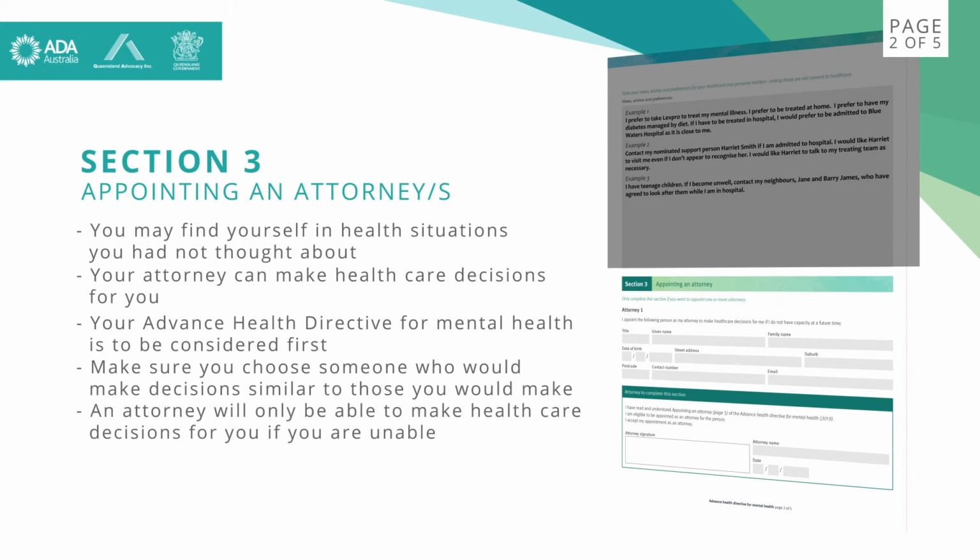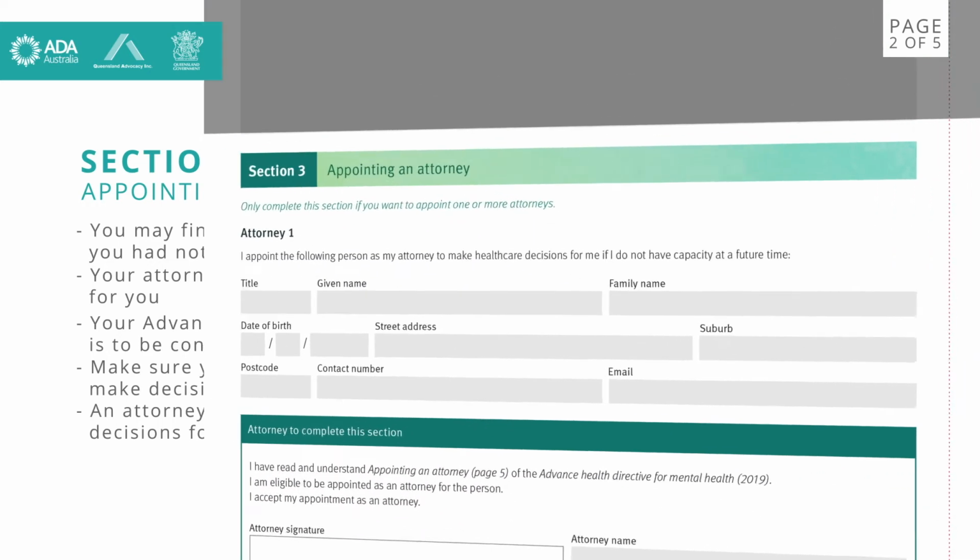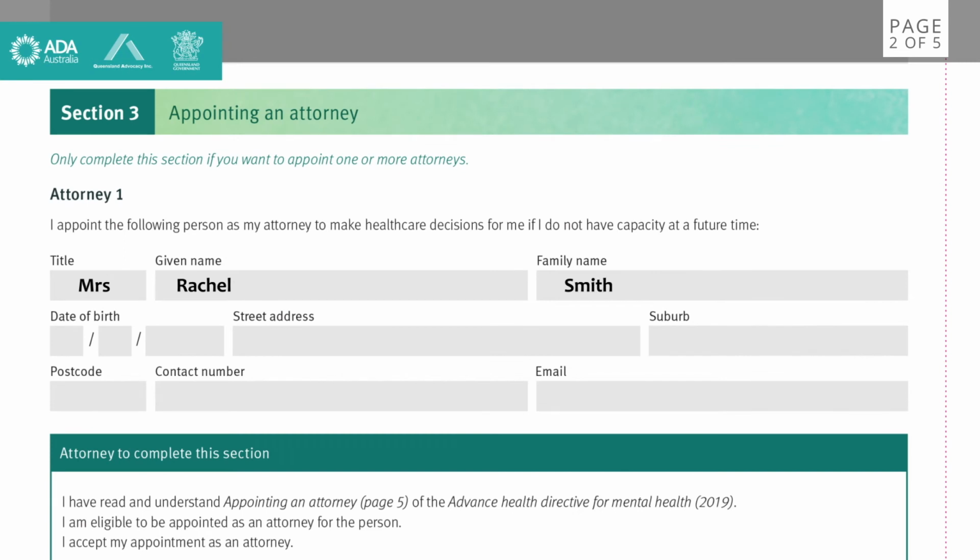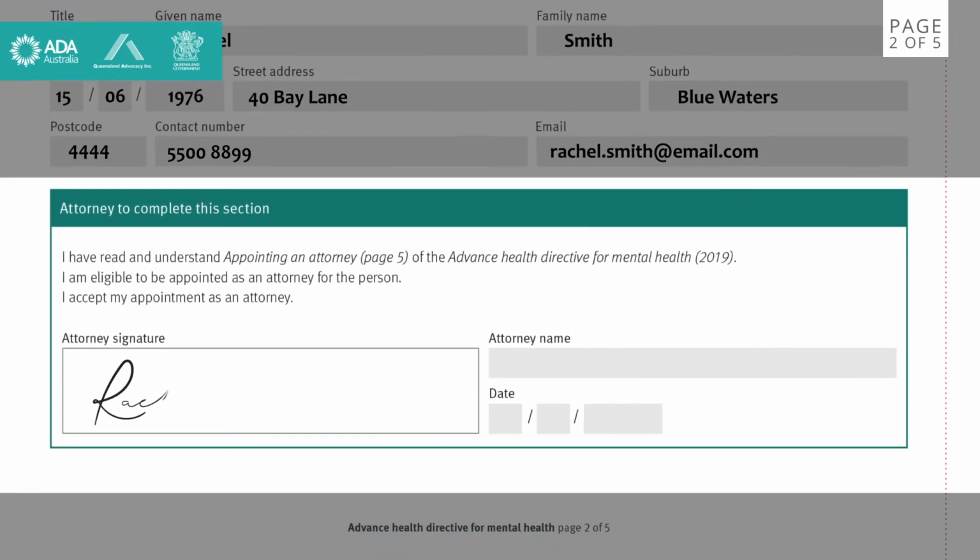If you do appoint an attorney, they will be able to make decisions on your behalf only when you become unwell. If you are appointing an attorney, their personal details need to be written in here. The attorney needs to accept or agree to become your attorney by signing the document. This means that you'll need to discuss your directive with your attorney so they understand your wishes before they sign the document.